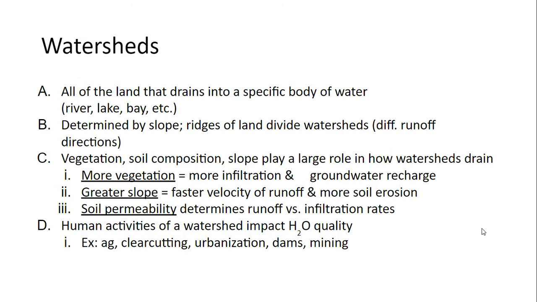Some other things that play roles in watersheds might be the amount of vegetation and the soil's composition. We know that more vegetation creates more infiltration, and more water can then be recharged in the ground. A greater slope typically means a faster velocity, so faster moving water, faster moving runoff, maybe even more soil erosion in the end. Soil permeability, right?